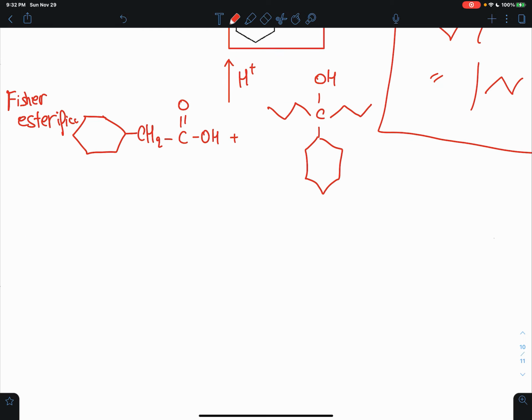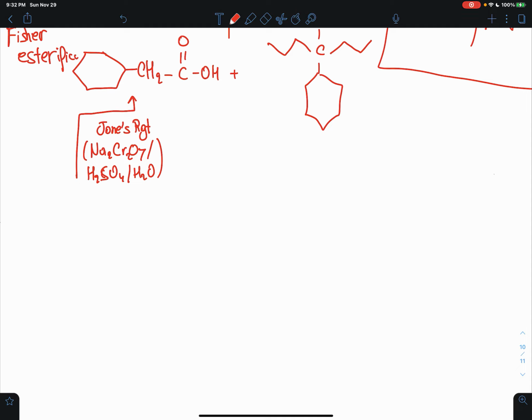Now to form this carboxylic acid, I'm going to try it from the left side first. So to form this carboxylic acid right here, you need to oxidize, start with an alcohol, right? So we can use Jones reagent. Remember, Jones reagent is something like Na2Cr2O7, H2SO4, and H2O. So what happens is, I'm going to start with an alcohol, and that's going to oxidize all the way to a carboxylic acid. So that would look something like that. A CH2, CH2, and then an OH.